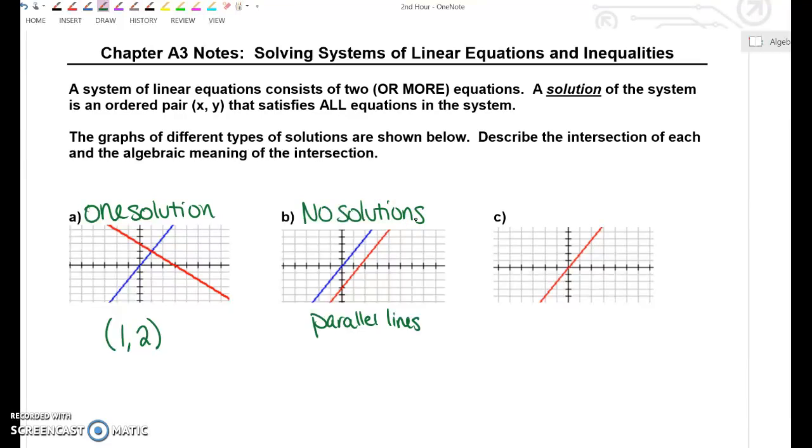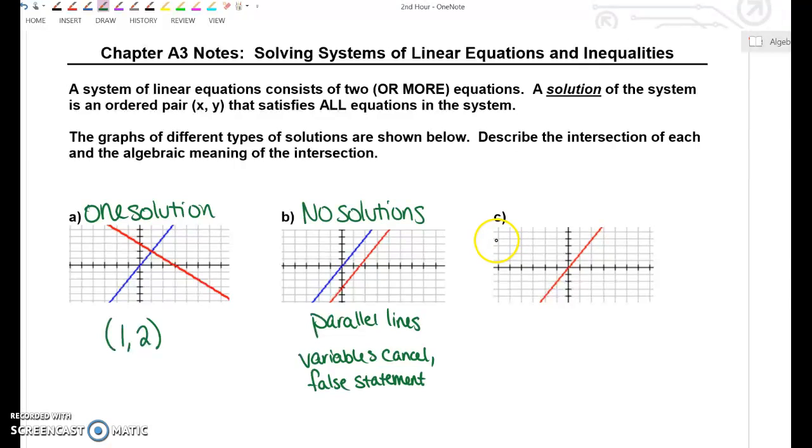Now, algebraically, how would this look? When we solve our system, if all of the variables cancel, and we're left with a false statement, and we'll see this when we start working on the examples. If all of the variables cancel out, eliminate, go away, and we're left with a false statement, like negative 12 equals 5, negative 12 doesn't equal 5, so there are no solutions.